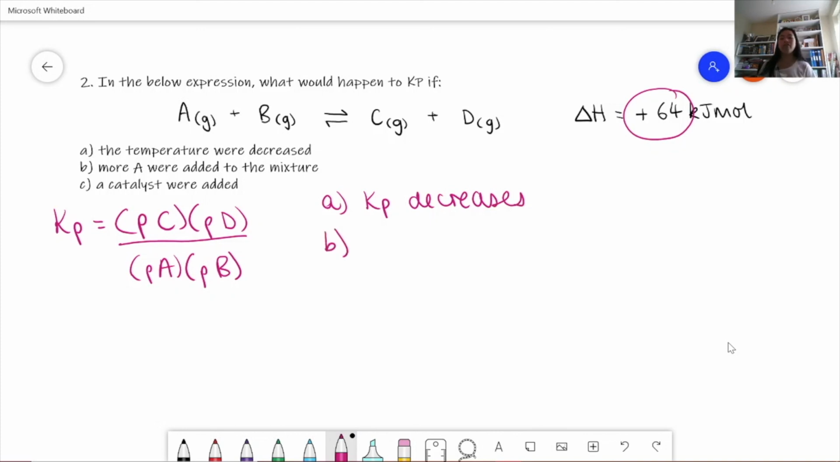And then for B, if more of A was added to the mixture. Now, the really important thing to remember about Kp is that only two things can change the value of it, and that's either the temperature or the pressure. And adding more A means that we're increasing the concentration of A, and so that means that it doesn't change. And then for C, you need to remember the same point. So only pressure and temperature can change the Kp, because what happens is that a catalyst speeds up both the forward and the back reactions by the same amount, and so overall it cancels out. So there is no change to the Kp again.